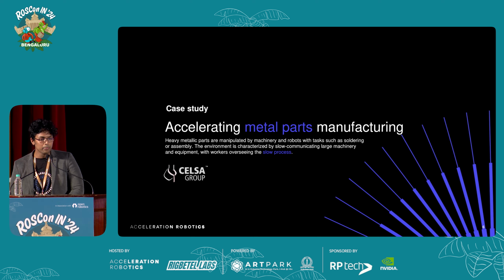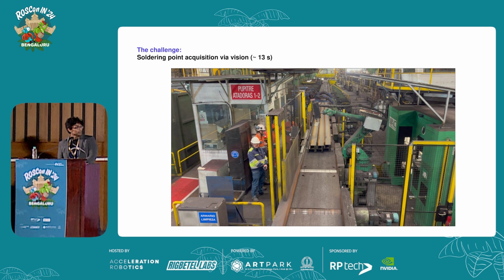So the first one that we did was accelerating metal parts manufacturing. Over here, we worked with a company in Spain called the Selsa Group. And primarily, as the name suggests, they are a metal parts manufacturer. This is what their setup looks like. So this primarily is a perception problem. So I would like you to observe how the part, after being picked up, is being aligned with the other metal parts on the screen.